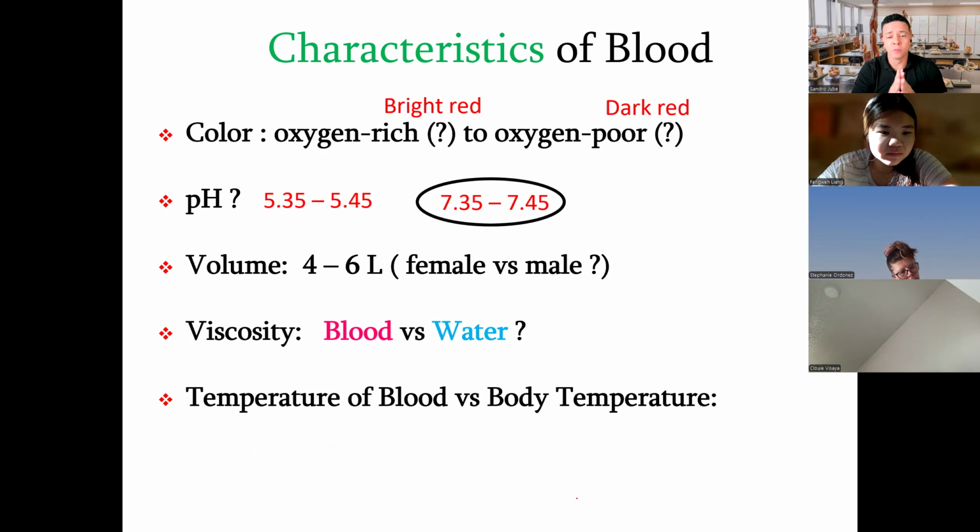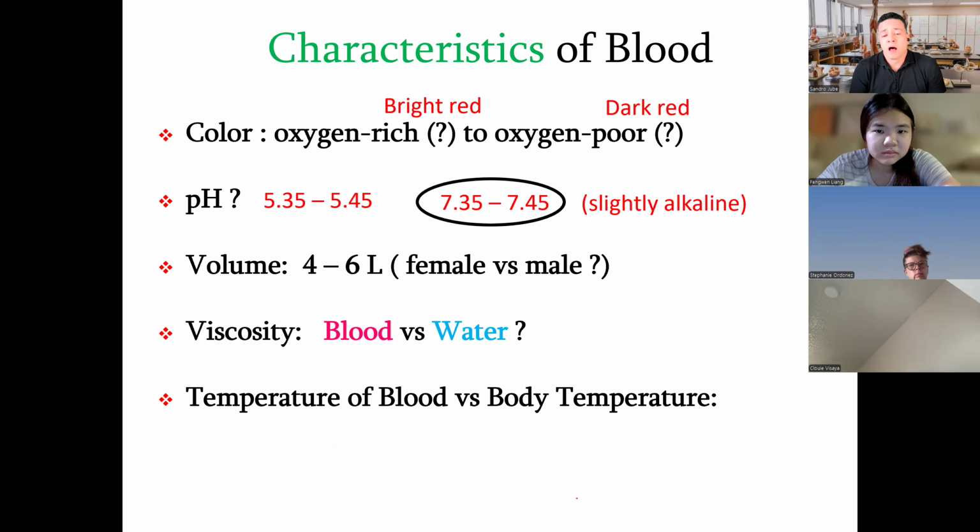And that is very important to be maintained, because if the pH deviates from this range, it can be very, very dangerous and it can actually kill an individual, because that is going to cause the destruction of the blood cells and the destruction of the proteins within our blood.